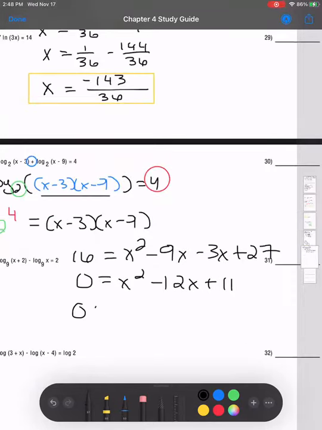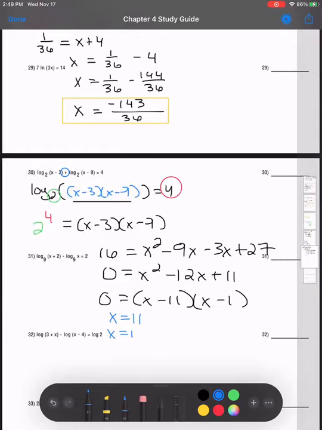And then x can't be 1. So your two values would be x equals 11 and x equals 1. But if you plug the 1 back into the equation, both of the logs will be negative, which can't happen. So that's not it. So after you plug it back in, you know that your final answer is x equals 11.